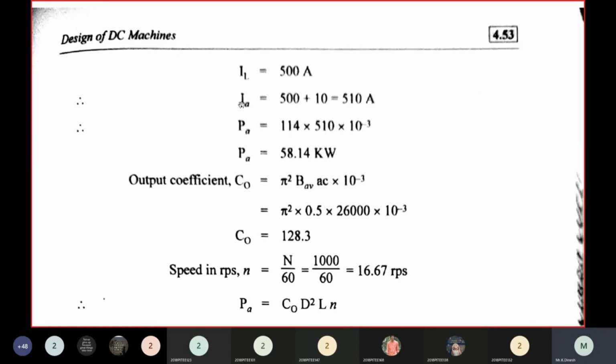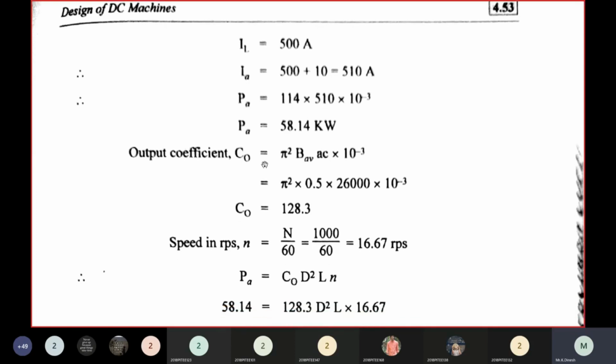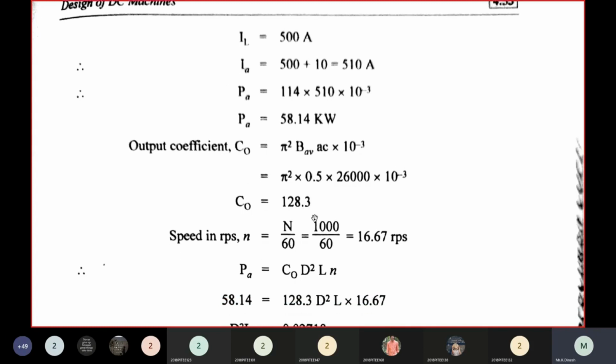So once you find out your IL, Ia equal to IL plus IF. IF is given in the problem as 10 amps, 500 plus 10, 510. So Ia equal to 510. So PA equal to E Ia into 10 power minus 3, 114 into 510 into 10 power minus 3. You get 58.14 kilowatts. Then we can easily find out our C naught. C naught is pi square BAV AC into 10 power minus 3. Pi square we know, BAV is 0.5, AC is 26,000 into 10 power 3. You get 128.3.